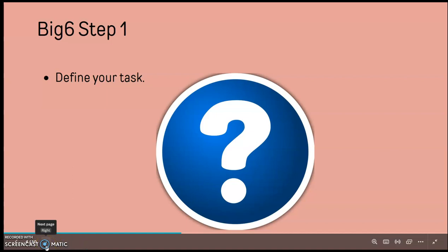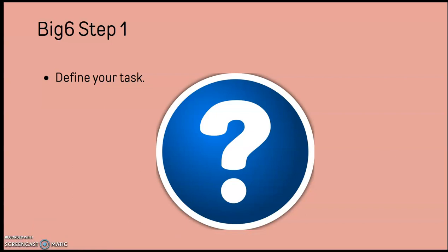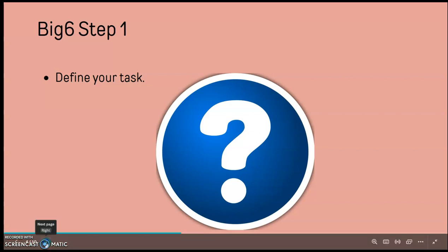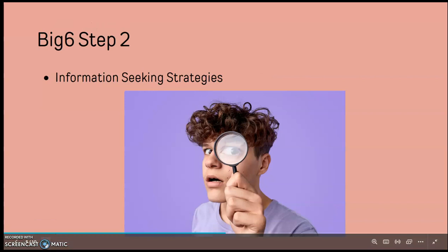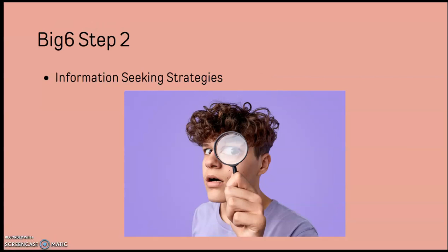So, in summary, we're just going to briefly review each of the steps of the Big 6 research method. The first step is defining your task. This is where you will identify the problem that needs to be solved. Step 2 is information seeking strategies. This is where we can explore the range of possible sources that we have available.